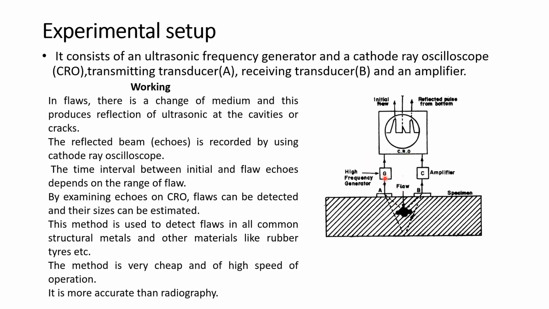This generator generates ultrasonic waves. This transmitting transducer A transmits these ultrasonic waves into the test piece. What should happen? These waves should reach the other end and be reflected, and these reflected ultrasonic waves are collected by this receiving transducer, and they should be shown here on the CRO, the incident beam and the reflected beam. Standard time should be there between these two pulses, the transmitted pulse and the reflected received pulse.